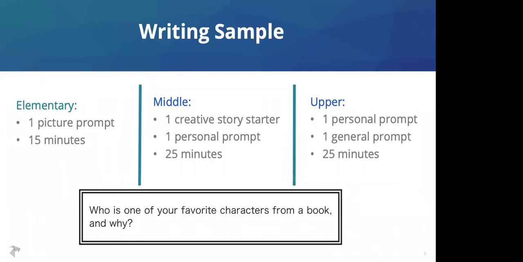So as you can see, for the elementary level, you'll have a picture prompt, and it will be about 15 minutes. The middle level, you'll have one creative story starter and 1 personal prompt, and you'll get 25 minutes. The upper level, you'll have 1 personal prompt and 1 general prompt, and you'll get 25 minutes. And then you pick one of the 2 prompts that you're given for the middle and upper levels, and write a response based on that. Prompts would be something like, who is one of your favorite characters from the book and why?